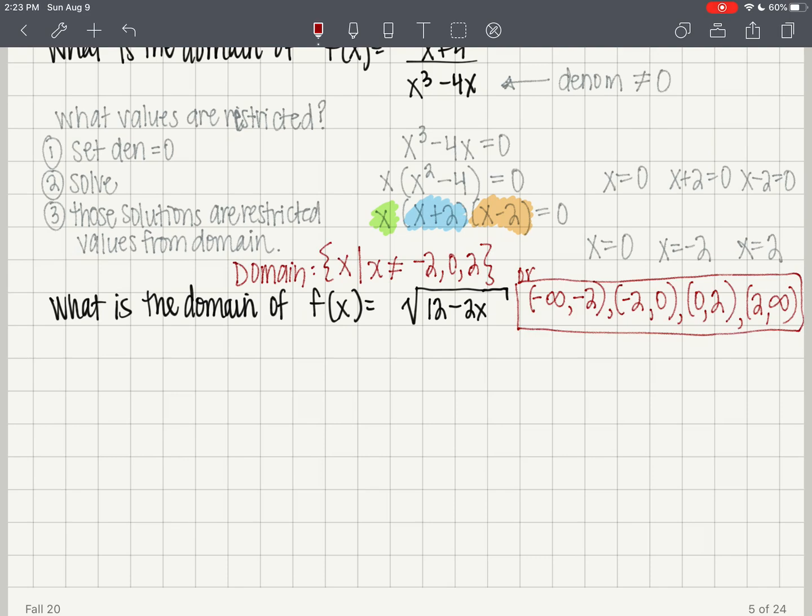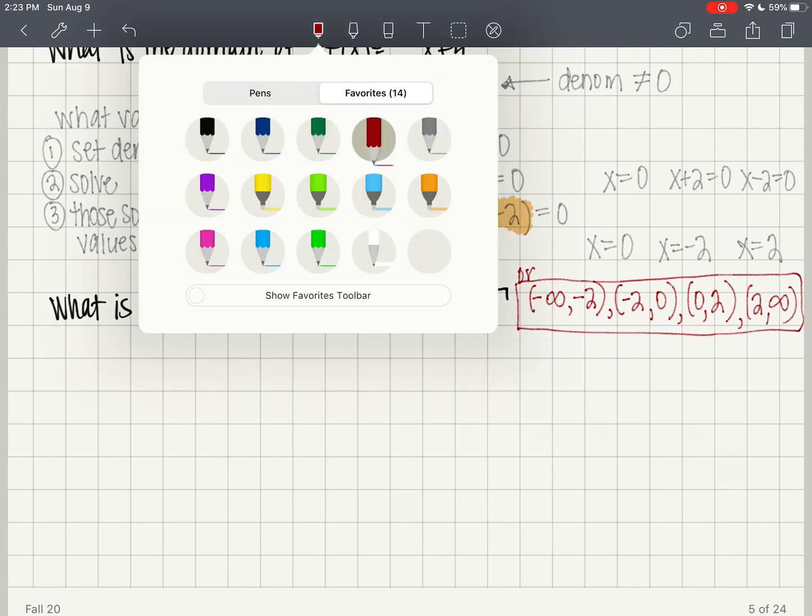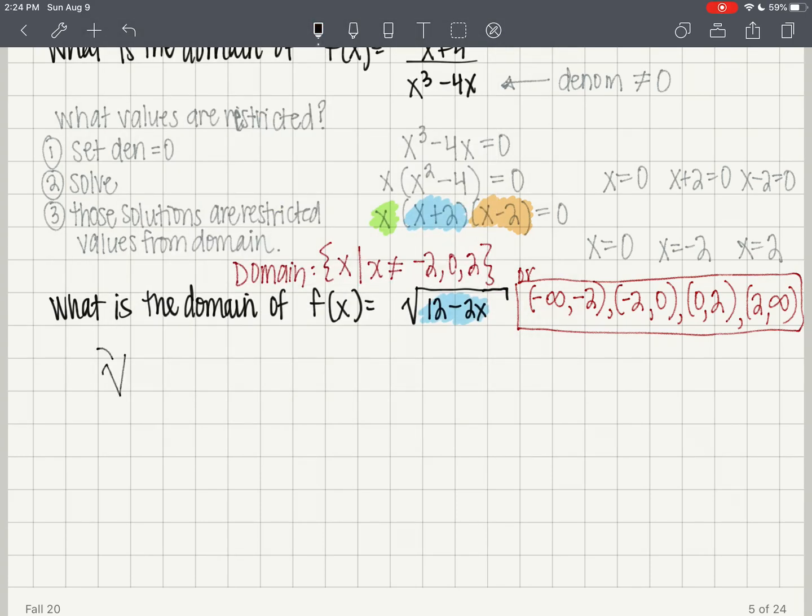Okay, what is the domain of f of x is equal to the square root of 12 minus 2x? Here we have a radicand and an even index. So I'm going to explain to you what this is real quick. The index is the number that goes right there. It tells you your root, and then your radicand is the expression inside the radical sign.